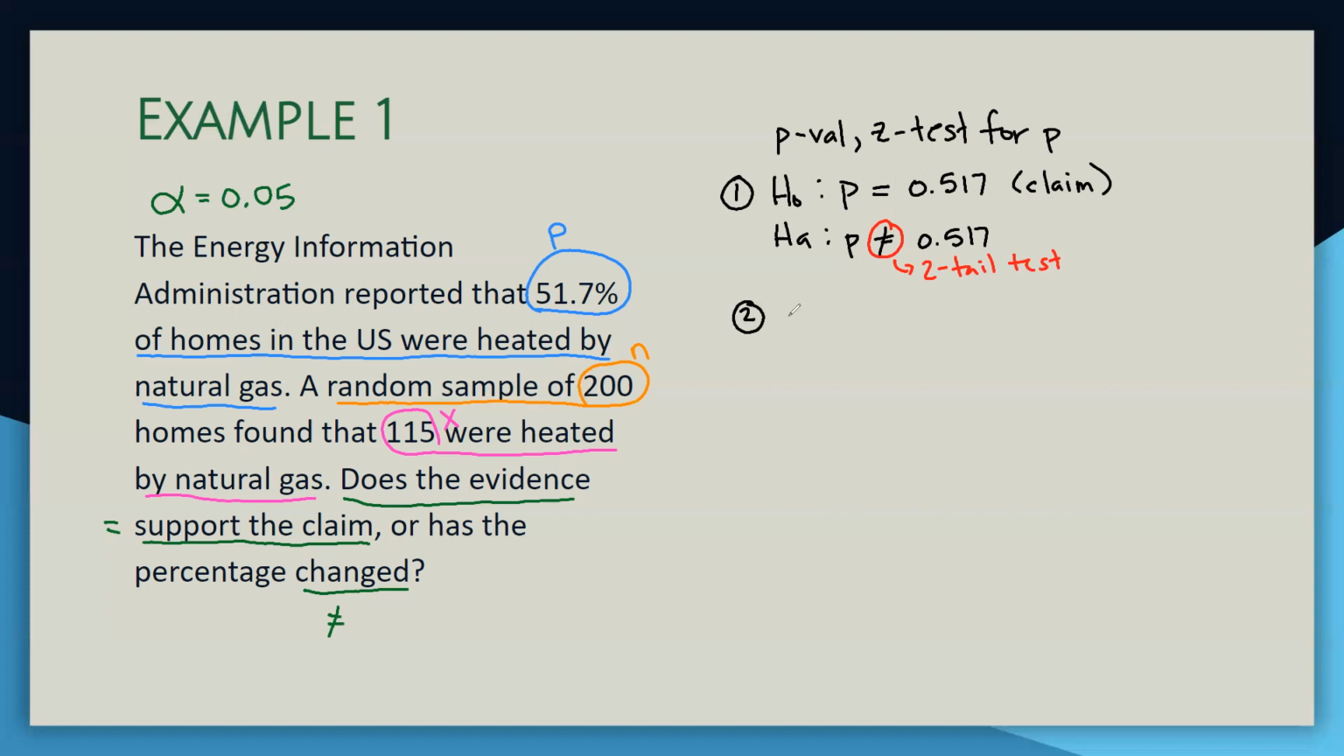Next step, we calculate our p-value. To calculate our p-value, we need to run one of those function calls, and I'm going to use the TI-84 for this. Let me erase some of the stuff that's going to be on our computer screen so we can see what's going on here.